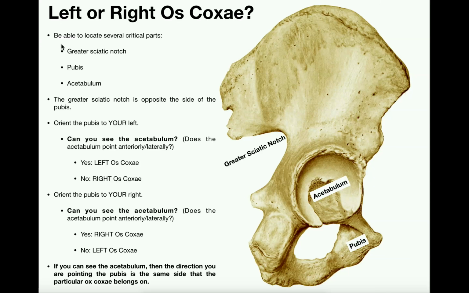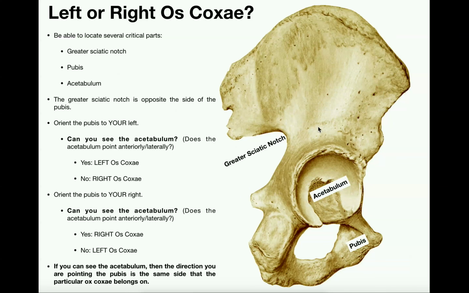All right, so we want to be able to locate several critical parts to do this. We want to be able to locate the greater sciatic notch. That's right here, okay? We want to be able to locate the pubis. That's the side of the pelvis that's opposite the greater sciatic notch, so over here.